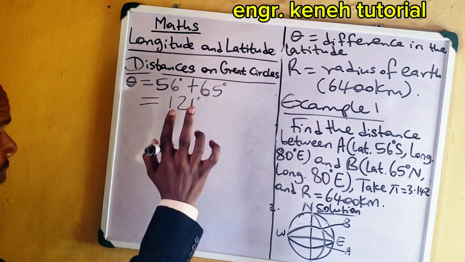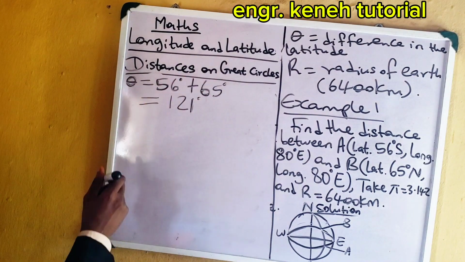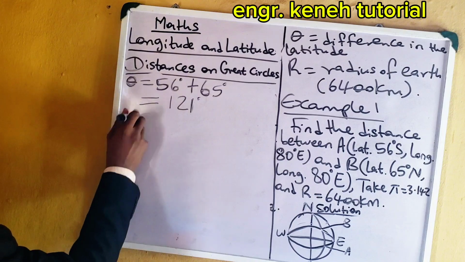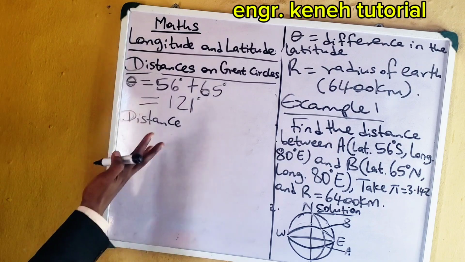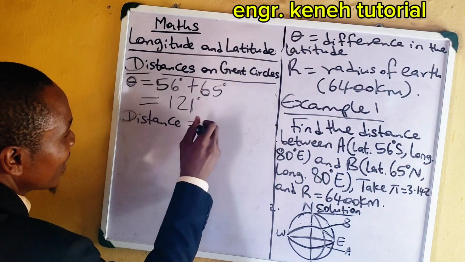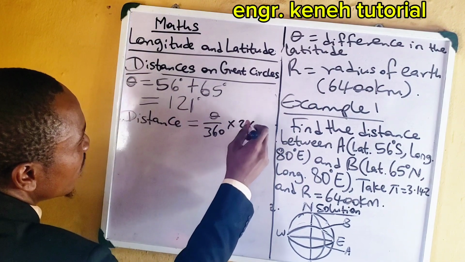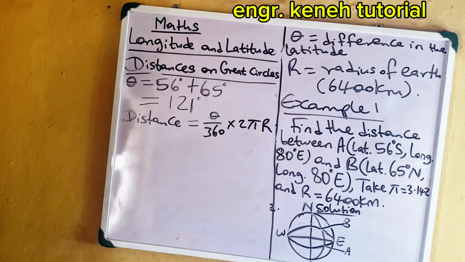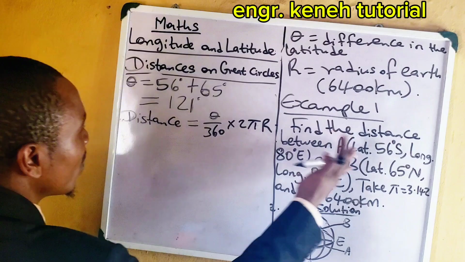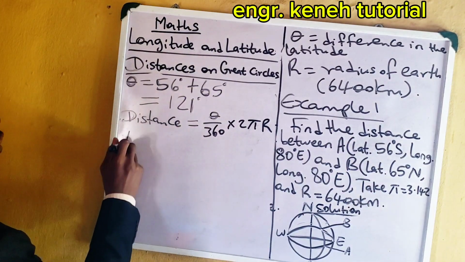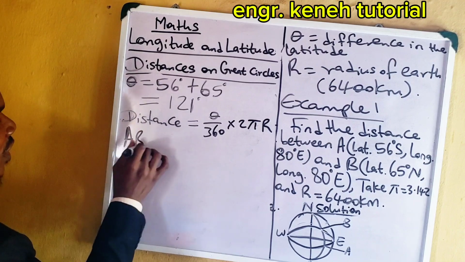So the difference in latitude, we got it to be 121. I told you that the distance on the great circles, to get it, we have distance like this. Distance on great circle can be calculated using the formula: distance is equal to theta over 360 times 2 pi r. That is the formula that we use to find this distance we are talking about. The distance between point A and B, so we are going to be using line AB to denote the distance.